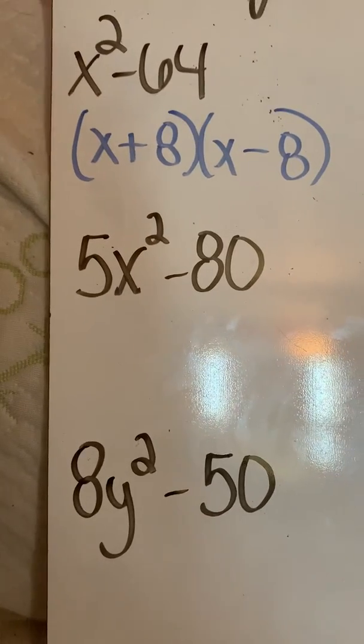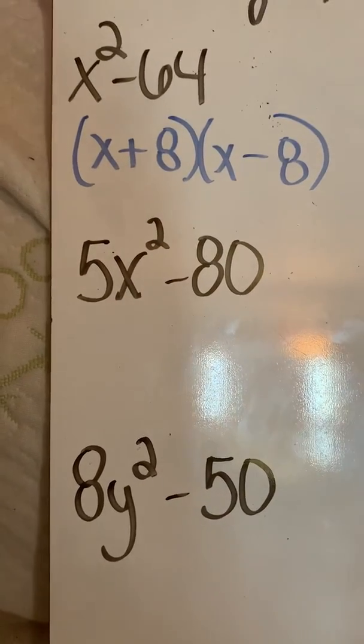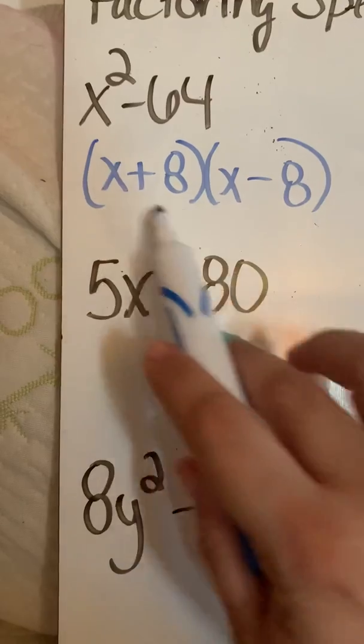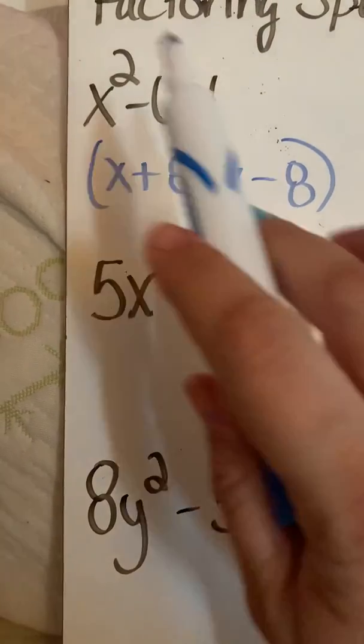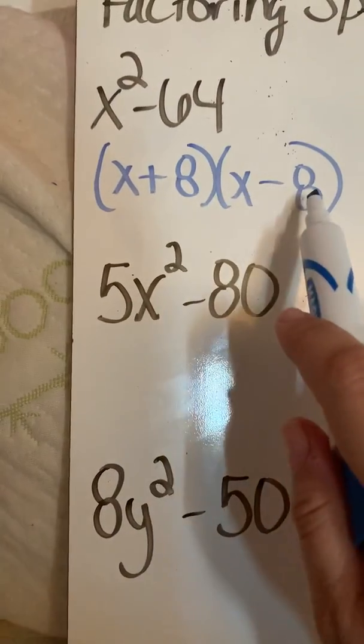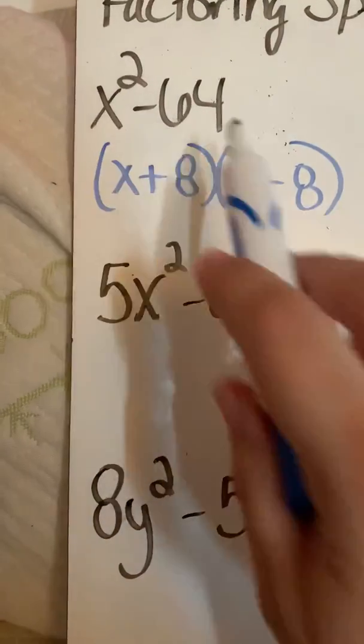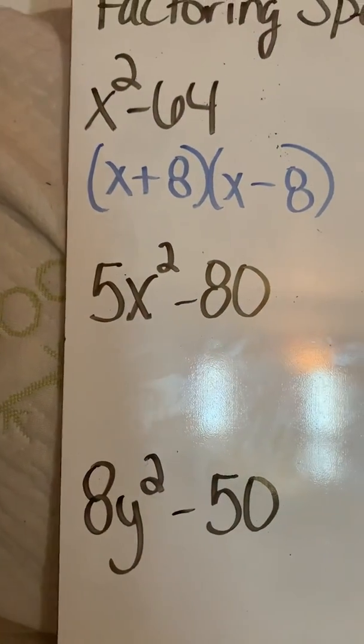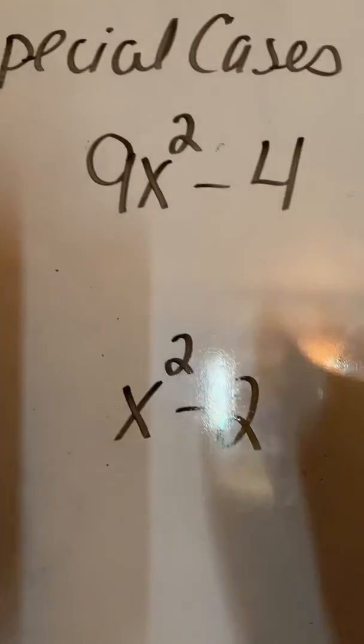Always double check and make sure, so FOIL it out. X squared, negative 8x, positive 8x, those cancel. 8 times negative 8, negative 64. X squared minus 64.